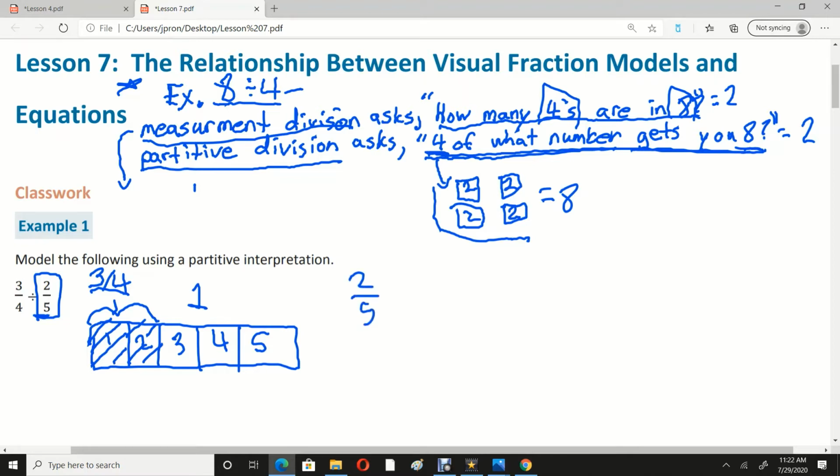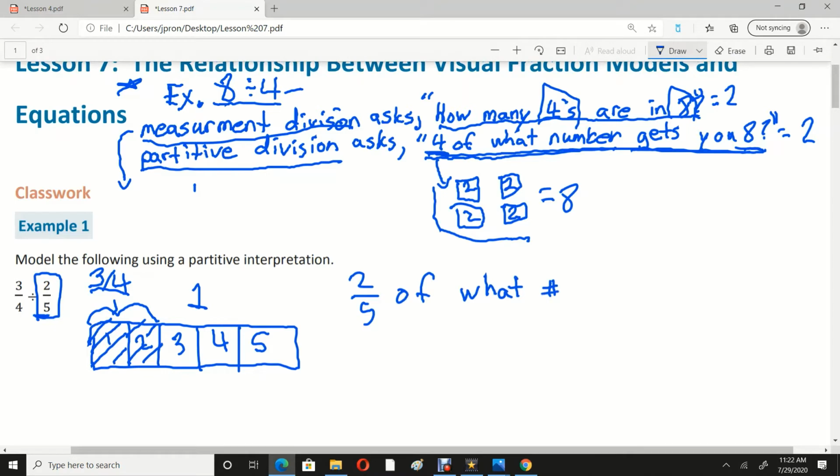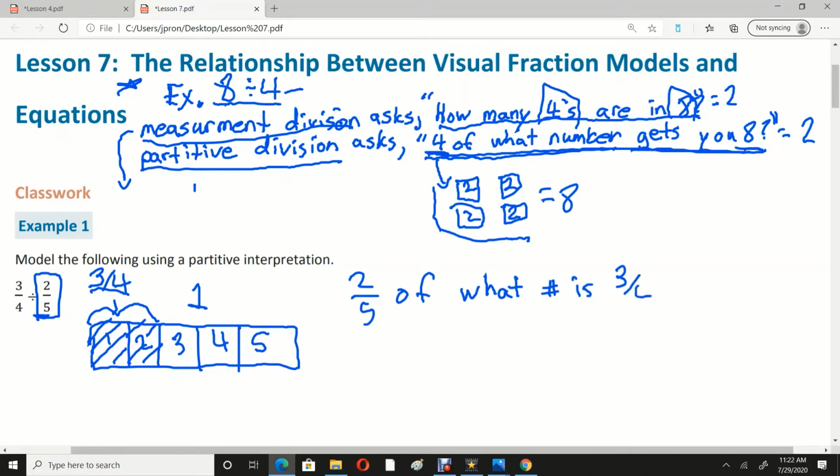2/5, our divisor, of what number is 3/4?